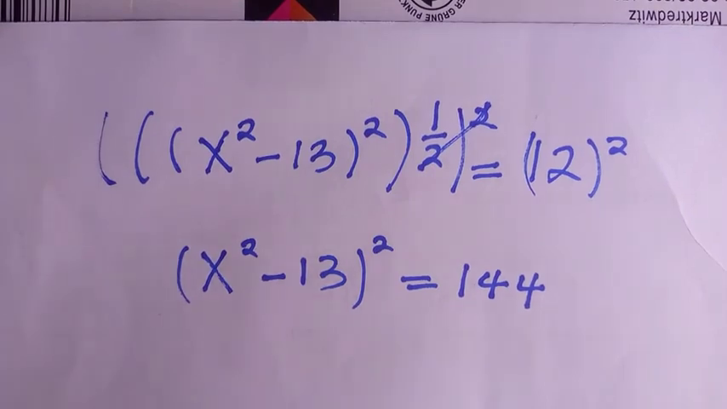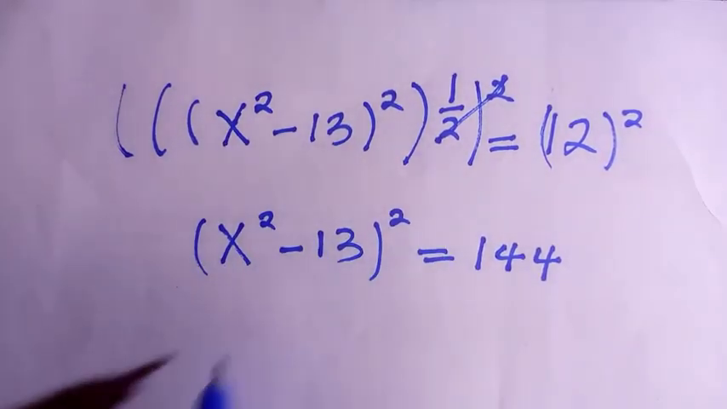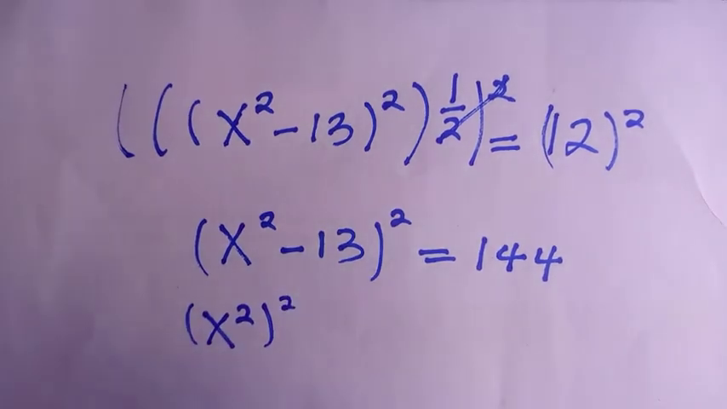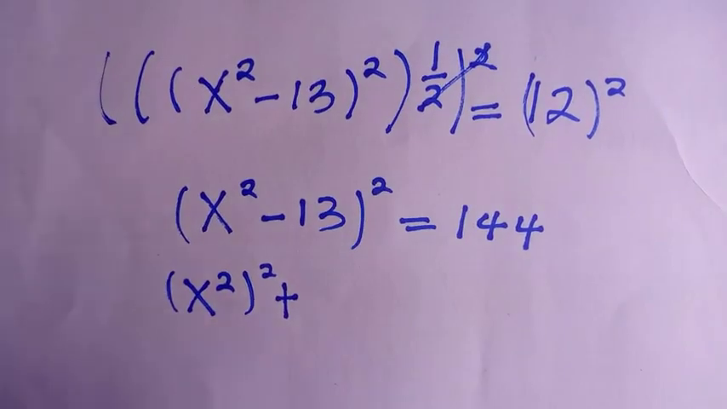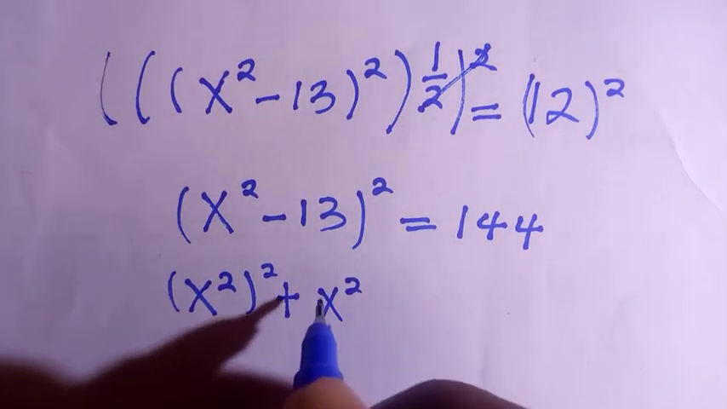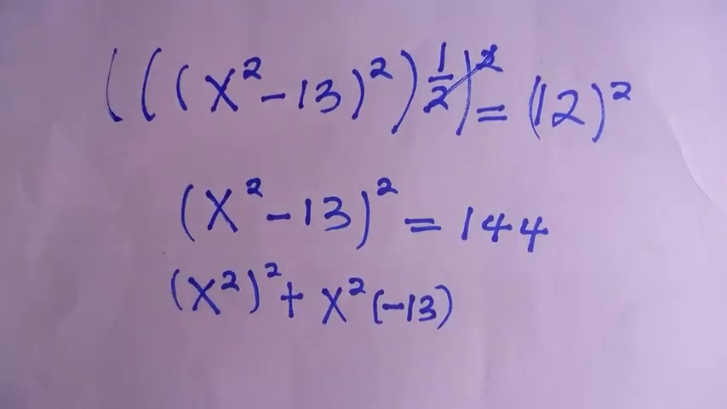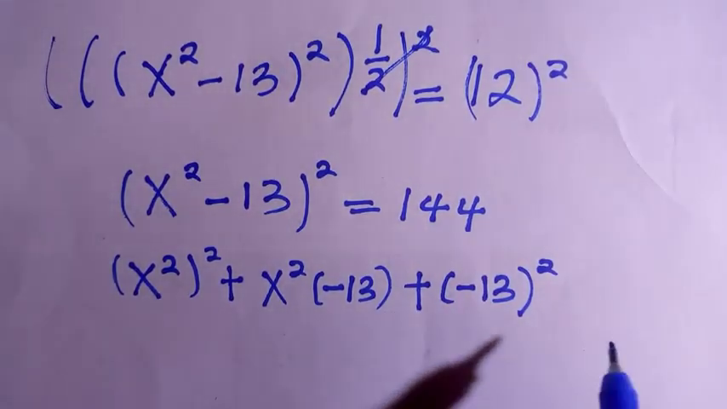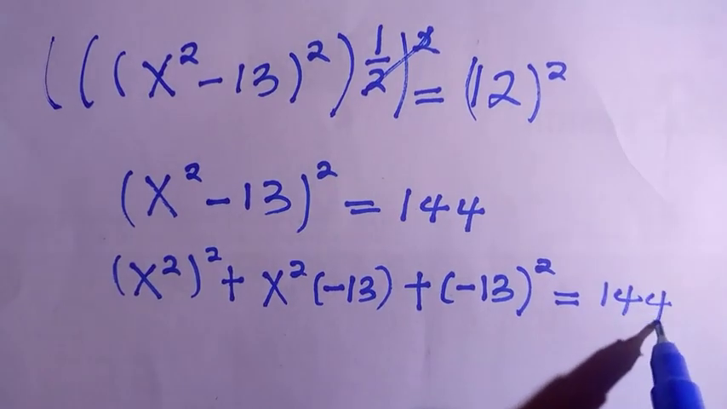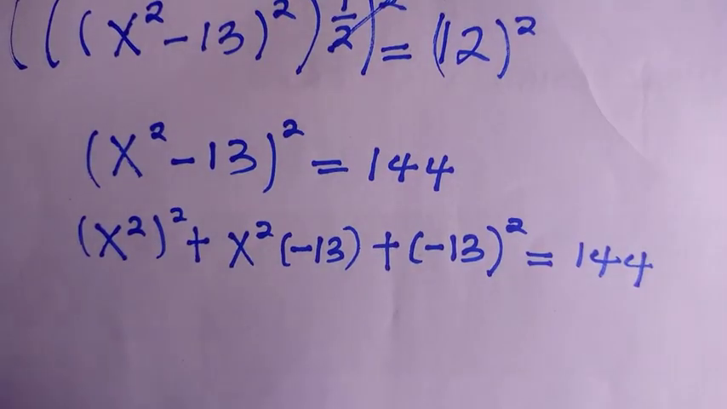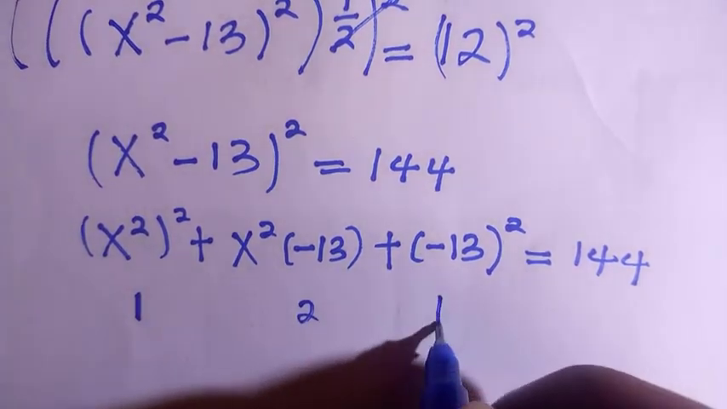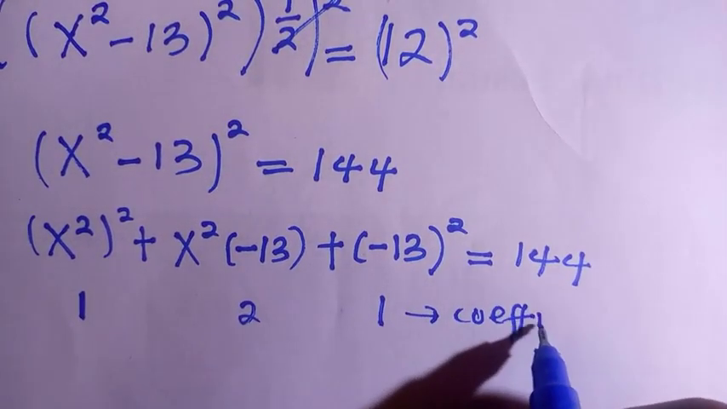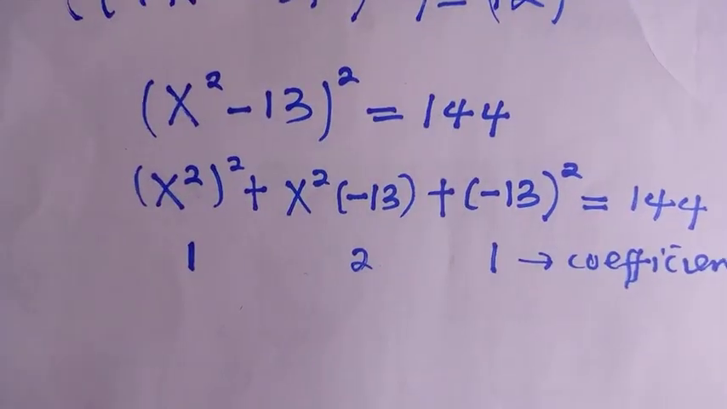So then we should expand. By expanding this, we are going to apply the Pascal method. So we have (x^2)^2 plus x^2 multiplied with negative 13, and the last one, which is a constant, negative 13 raised to power 2, and all this equals 144. And let's apply the coefficients 1, 2, 1, which are derived from the Pascal triangle coefficients, and we are going to apply them to all the three terms that we got.